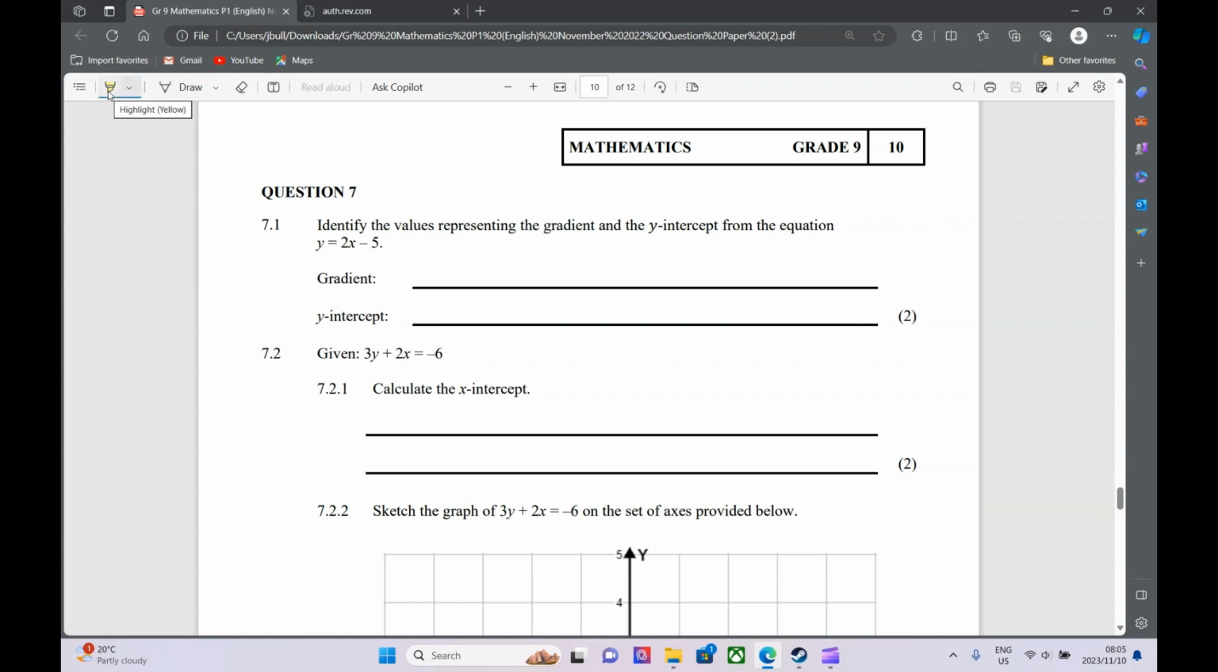Okay, so the gradient is always just the number in front of the x. So you've just got to look, what is the number in front of the x? So in this case, our gradient is 2. So our gradient is just 2.